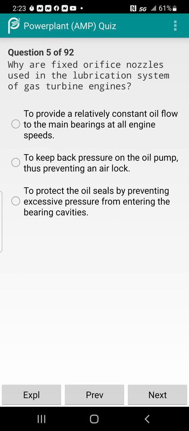Why are fixed orifice nozzles used in lubrication system of a gas turbine engine? To provide a relative constant oil flow to the main bearings at all engine speeds.